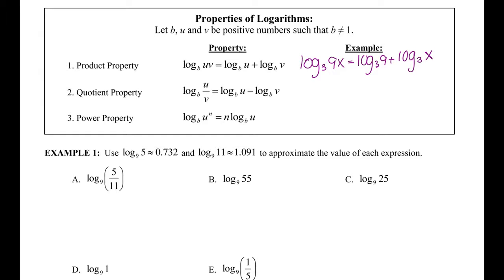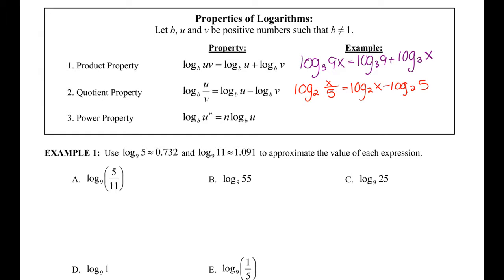The next property is the quotient property, which says if I have log base b of u over v, that's equal to log base b of u minus log base b of v. So for example, log base 2 of x over 5 is equal to log base 2 of x minus log base 2 of 5.